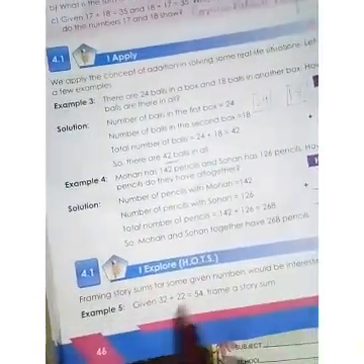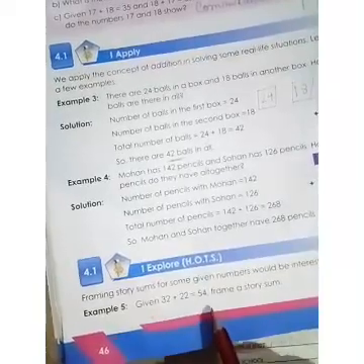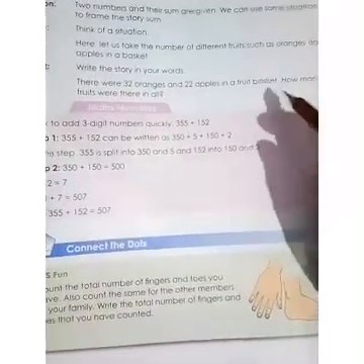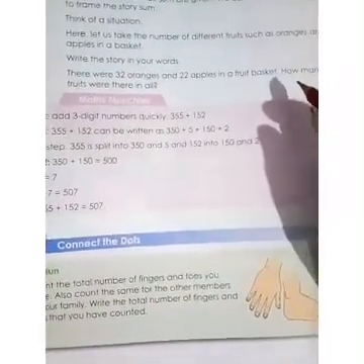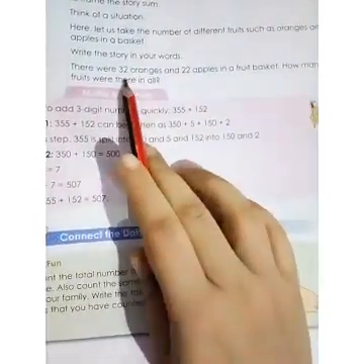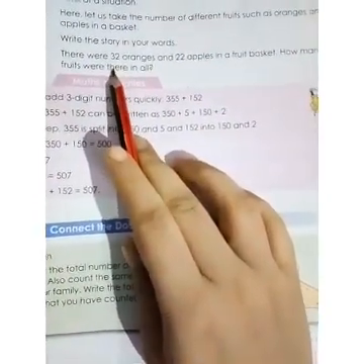Alright, the answer is already given in the question. Already given. 32 plus 22 equals 54. So we have to make a question of our own. So here oranges and apples are given. I can take any examples. I can say I have 32. You can write your name and your friends' names also.